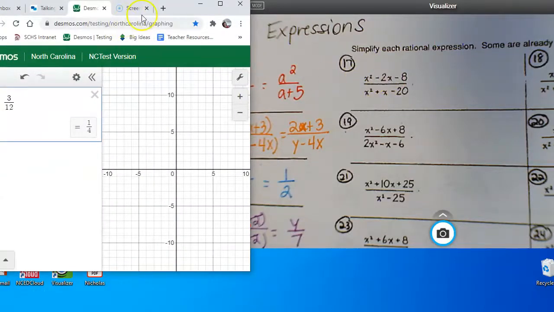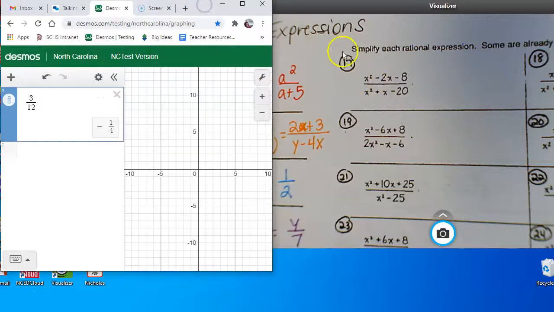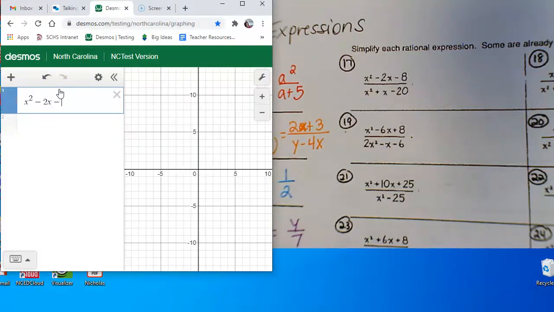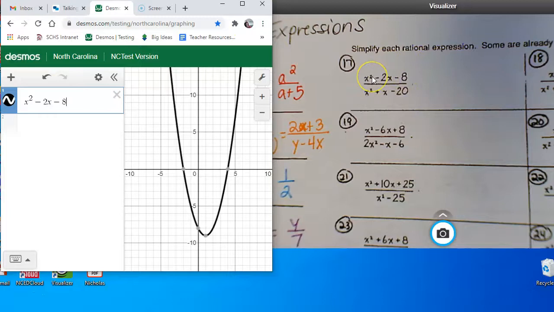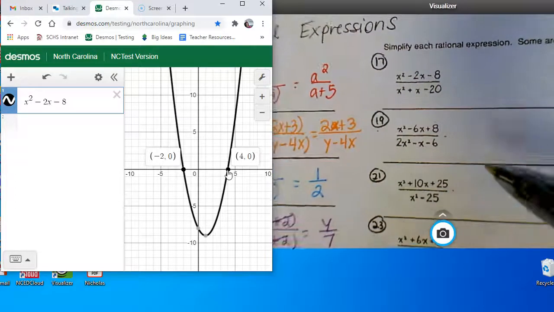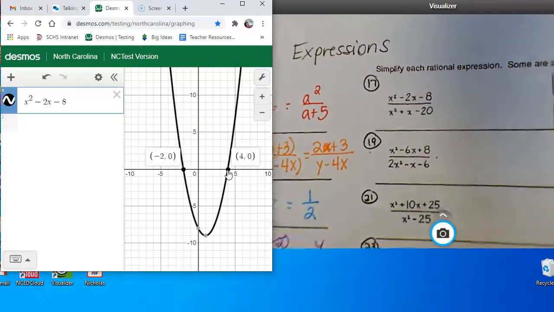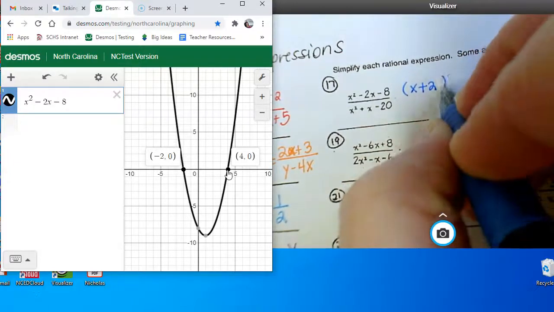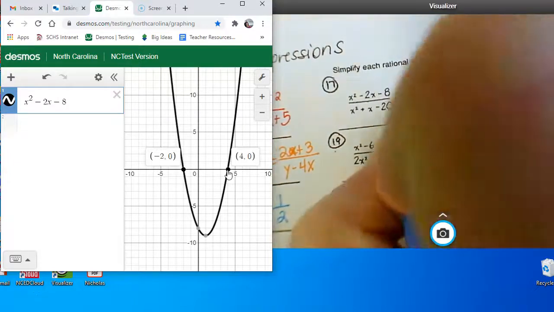When we factored these before, what we did is we put it into Desmos. So like on the top, you don't put the whole thing, you're just going to put each part separately. So I just put x squared minus 2x minus 8. We find the zeros, and then we change the signs and make factors out of them. So that's what we're going to do here. So on number 17 on the top, I got negative 2 and I got 4 for my zeros. So the way I'm going to make those factors is x plus 2, because I'm going to change the sign, and x minus 4.